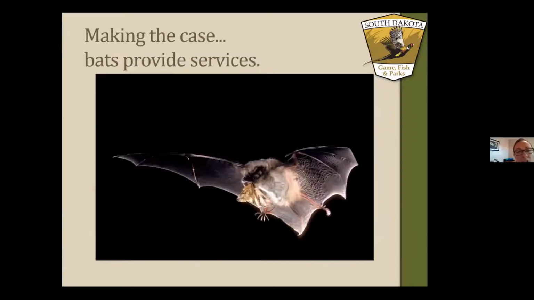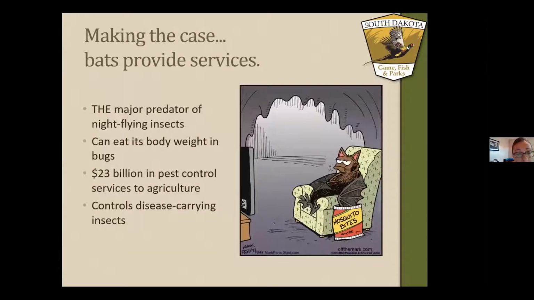Bats can provide us services. Just in their daily living, the things that they do are of benefit to humans. One of the first and easiest things is that bats eat bugs, and they eat lots of bugs. Bats are the major predator of night-flying insects. A pregnant female can eat its body weight in bugs. And this pest control is of value to agriculture and to human health.